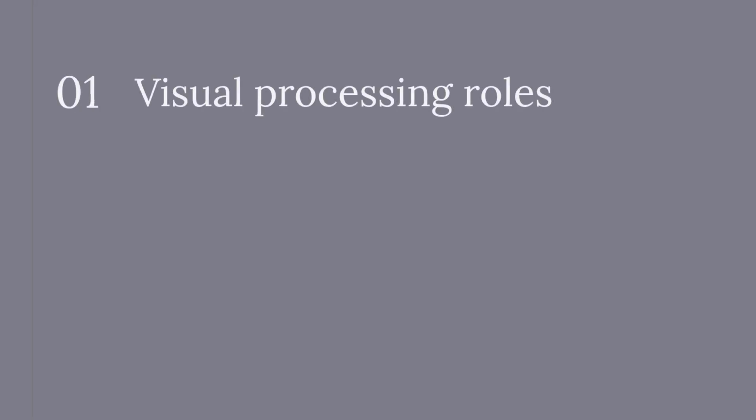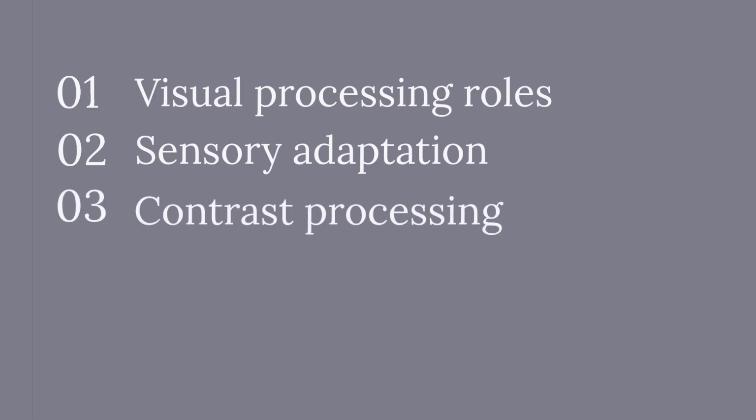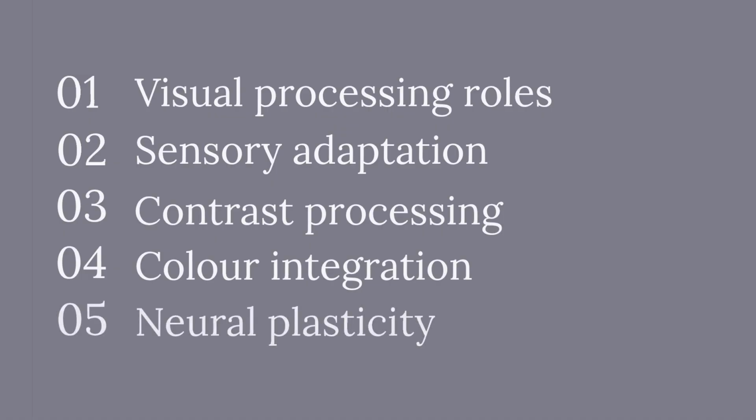Visual processing involves multiple mechanisms. Sensory adaptation and contrast processing are key. Color and feature integration play roles. Neural plasticity ensures adaptability. These processes enable perception and interpretation.